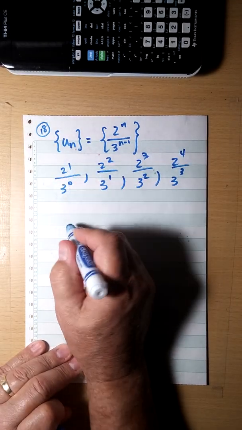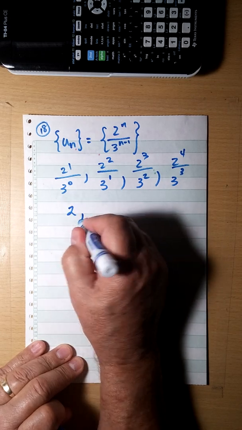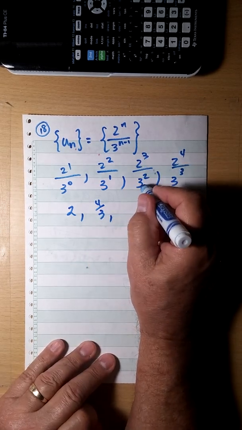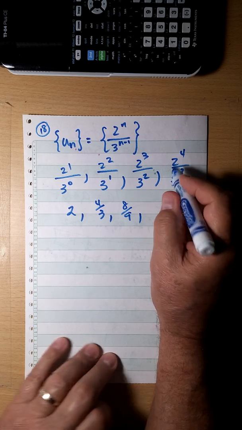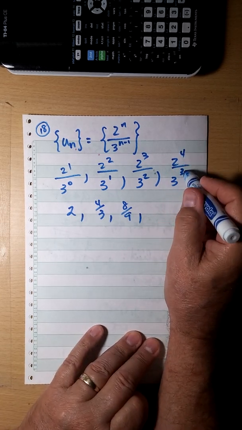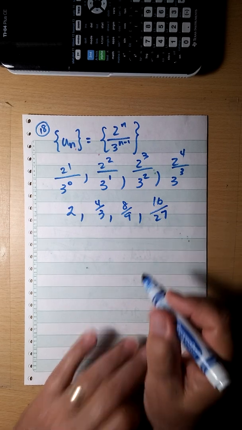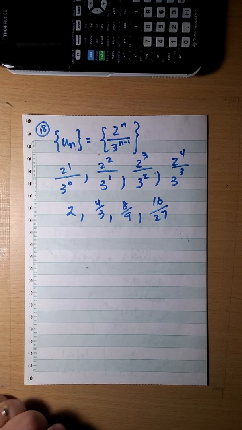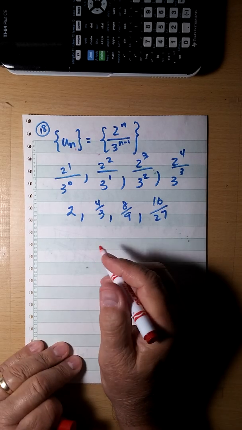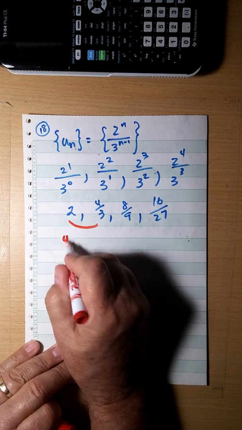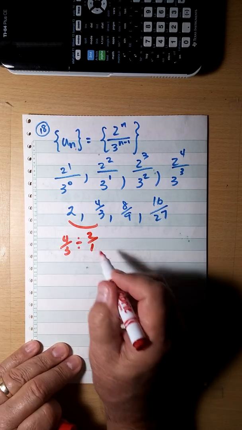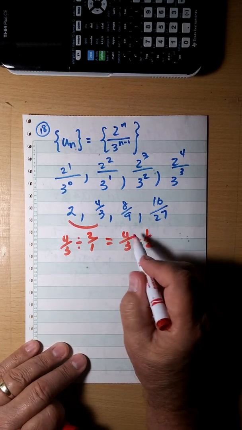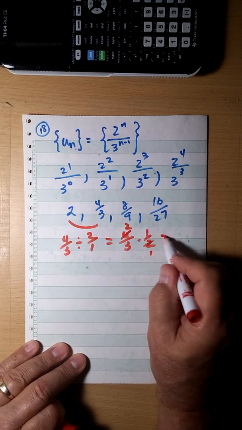So this is really 2 over 1. This is 4 over 3. This is 8 over 9. This is 16 over 27. Now, if they were giving you this as the initial problem, how would you know this is geometric? You divide, right? 4/3 divided by 2 over 1, which is 4/3 times 1/2. 2 will go into this once and twice, and you get 2/3.